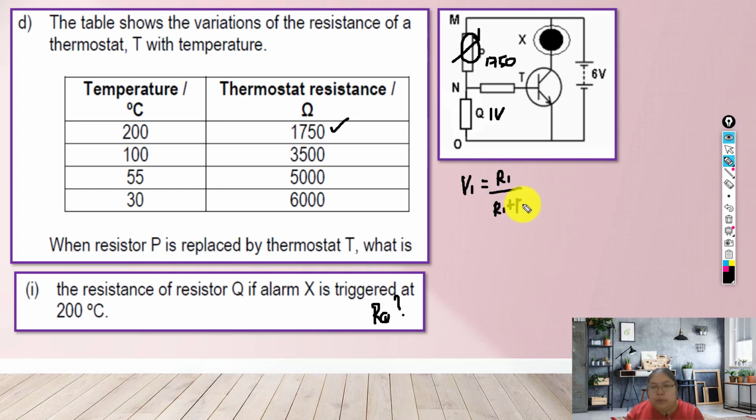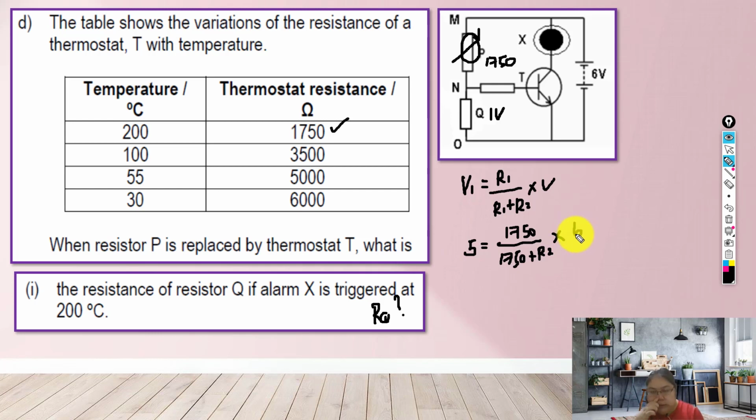R1 plus R2, multiply with the total. So V1 we know is 5 volt. R1 we know already, this one is 1750, plus R2. Okay, after that they multiply with the total, there's a 6.